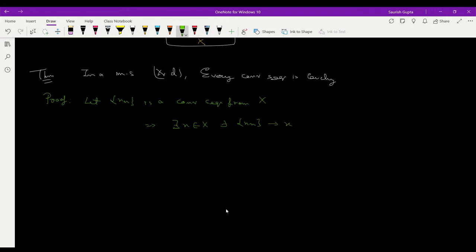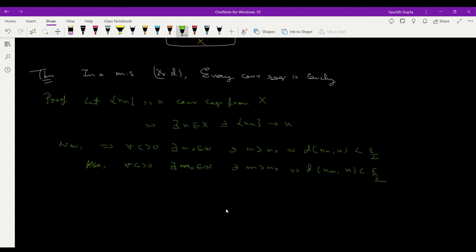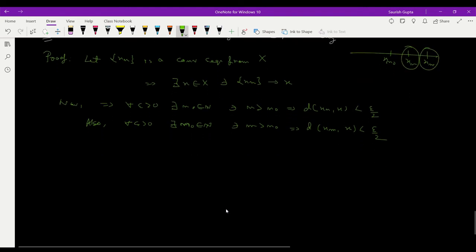So how can we write this with the epsilon definition? That implies for all epsilon greater than 0, there exists some n naught, a natural number, such that n greater than n naught implies the distance between xn and x is less than epsilon by 2, let's say. Now the same definition can also be rewritten: for all epsilon greater than 0, there exists some n naught belonging to N such that whenever m is greater than n naught, m is another natural number, the distance between xm and x is less than epsilon by 2. Suppose this is a sequence. This is xn0, this is say xn and this is say xm. So whatever property this obeys, this will also obey, right? Because it's a convergent sequence.